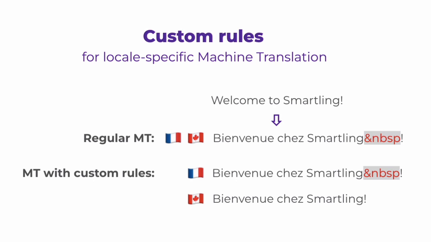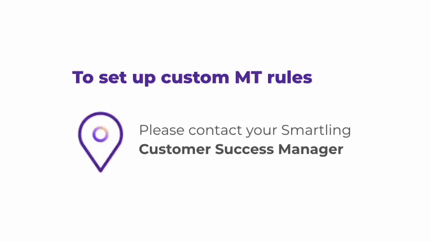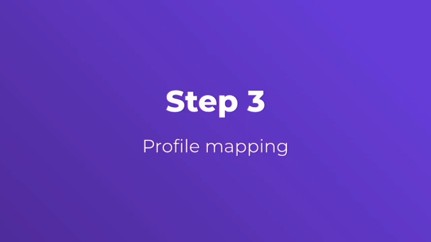For example, the white spaces around punctuation marks can be adjusted to your target market. Once a custom rule has been set up, it is automatically applied to all machine translations for a given locale. If you would like to learn more or set up any predefined rules, please contact your Customer Success Manager. Once your MT profile has been created and customized, it can now be applied for translation.